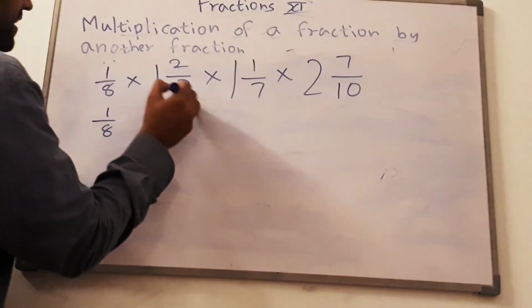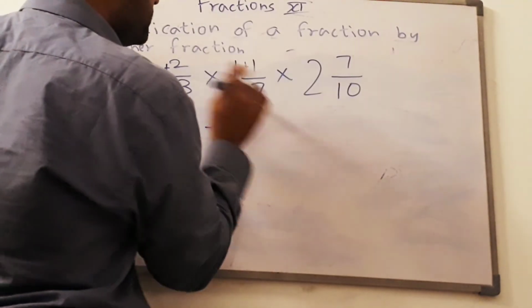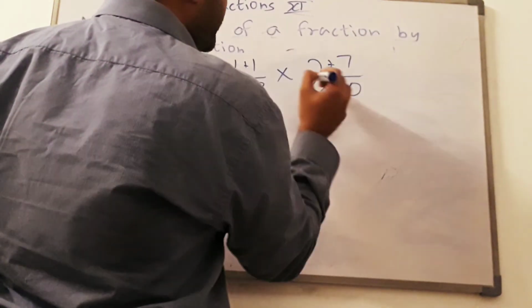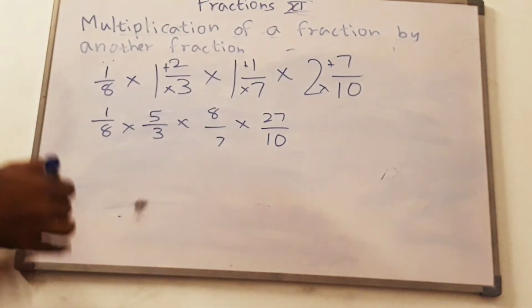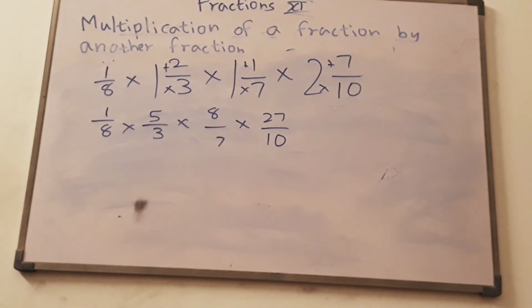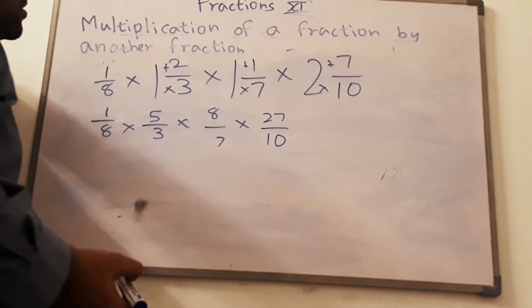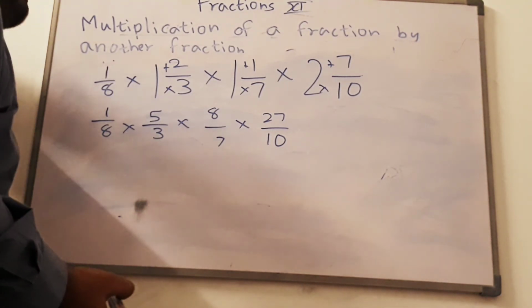1 out of 8 times 3 times 1 is 3 and 2, 5 over 3 times 7 times 1 is 7 and 1, 8 over 7 times 10 times 2 is 20 plus 7, 27 over 10. Okay, so now we have to simplify.